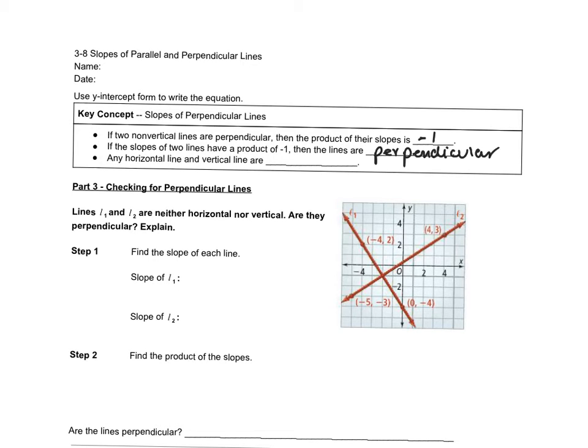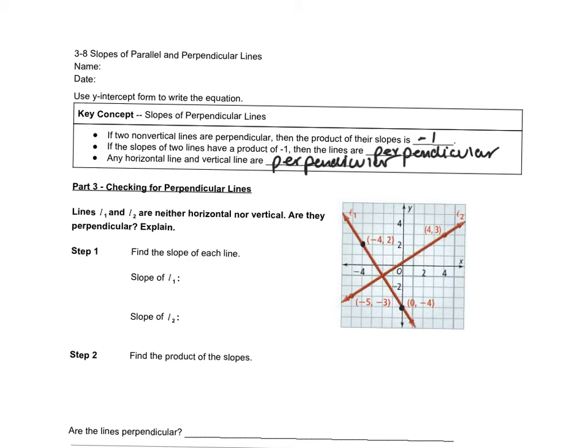And any horizontal line and vertical line are perpendicular. All right, so let's look at the example. We wanted to determine if line 1 and 2 are perpendicular. So let's find the slope of line 1. Here I have 2 points, negative 4, 2, and 0, negative 4.